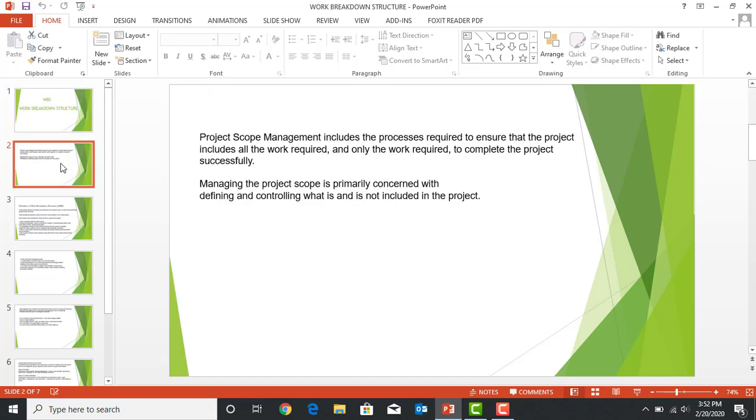Project scope management includes the processes that are required to ensure that the project includes all the work required and only the work required to complete the project successfully. So when we talk about the project scope, it means we want to know what is included and what is not included in a project.